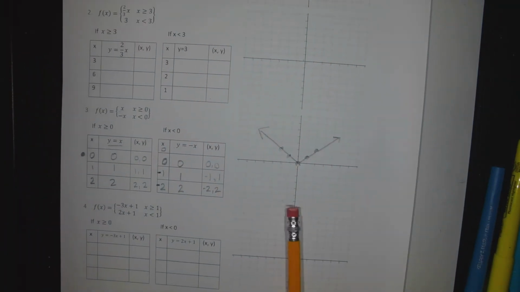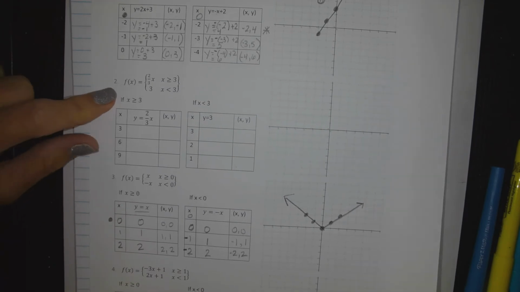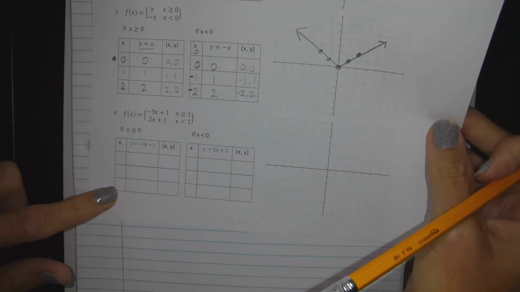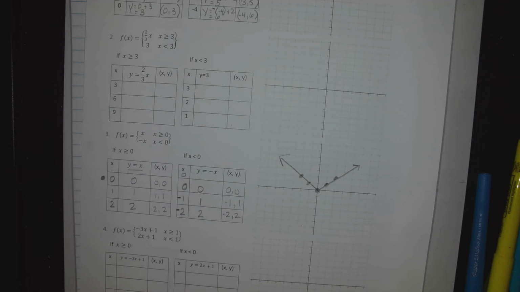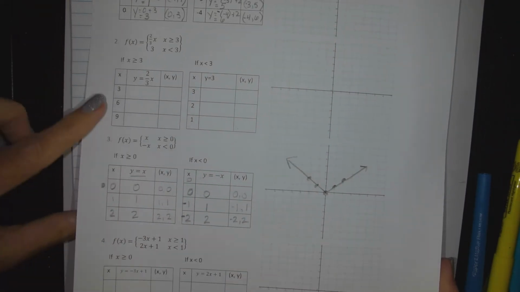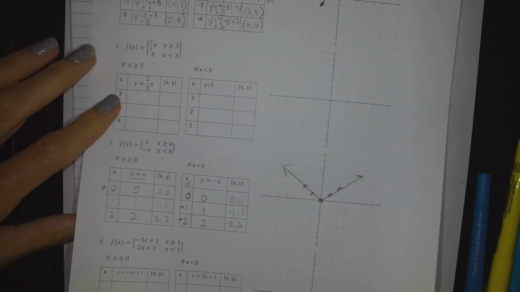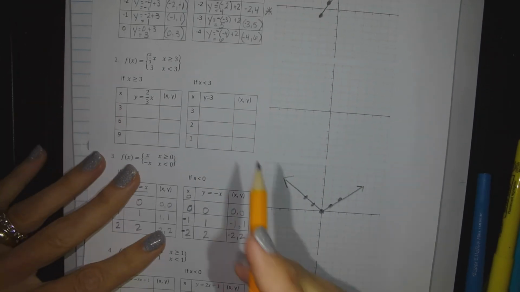Okay, it's the V. What I want you to do right now is do number 2 and number 4, and I'm going to pause the video. Okay, so let's look at number 2. I'm going to do these a little quick.